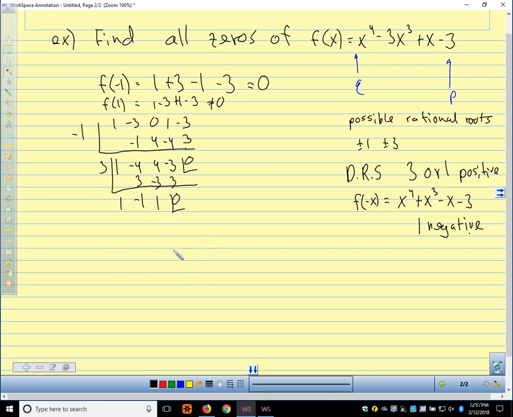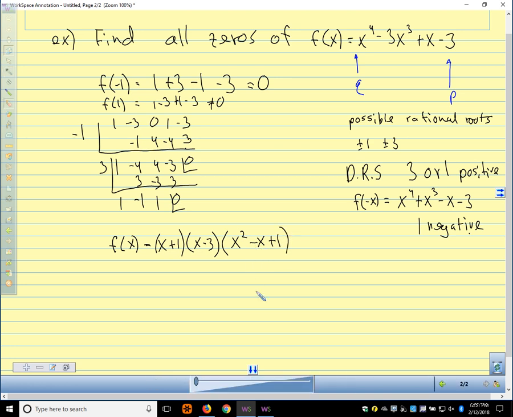There's our remainder. Awesome. So that tells us that f of x equals x plus 1, x minus 3, times x squared minus x plus 1. Can we factor x squared minus x plus 1? No. So we need to use a quadratic formula. We want to find all the real zeros, or all the zeros. And we want to write the complete factorization. Now that we know there are complex numbers.